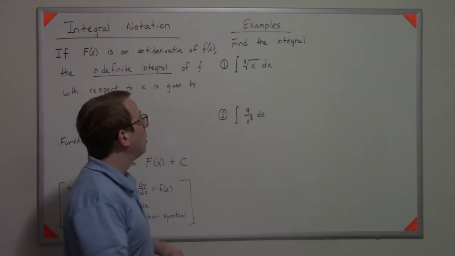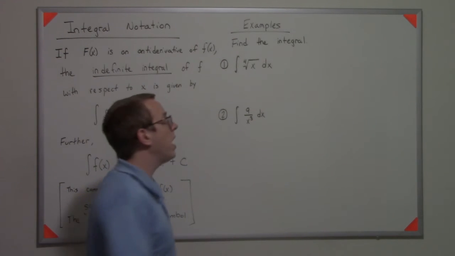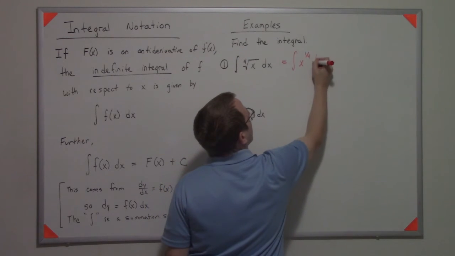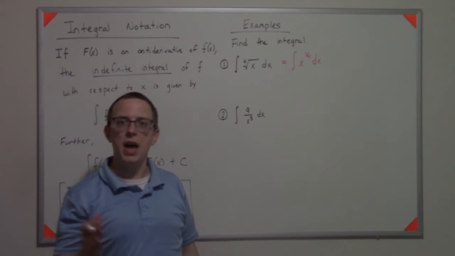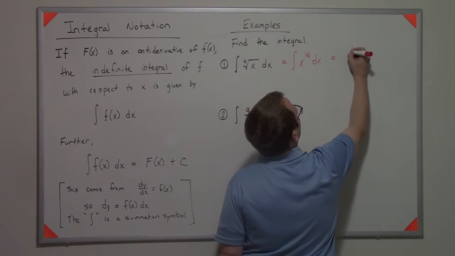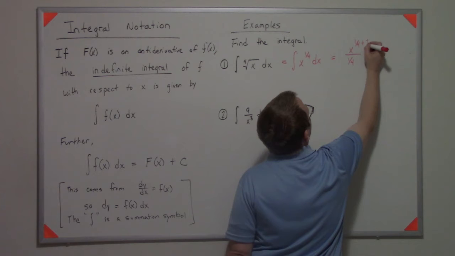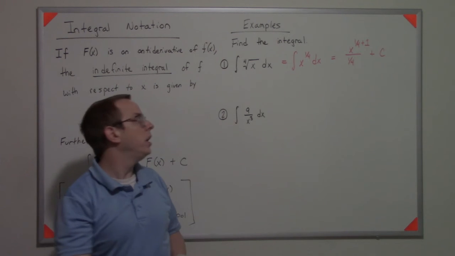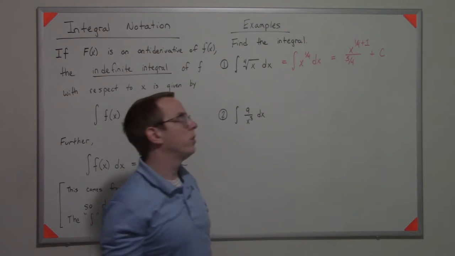To do that, the first thing we want to do is rewrite this in a convenient notation. The fourth root of x is the same thing as x to the 1/4. So now that we have something in terms of x to a power, we can apply the power rule. We add 1 to the power and divide by that new power. Sorry, that's not 1/4. That new power is 5/4.